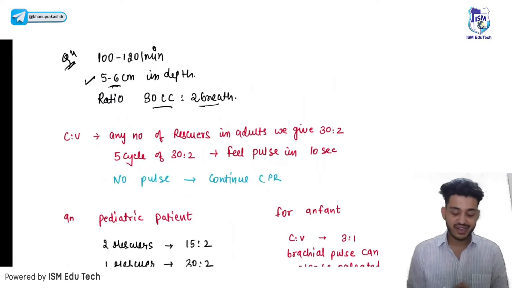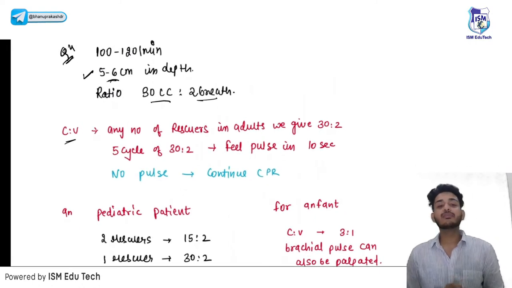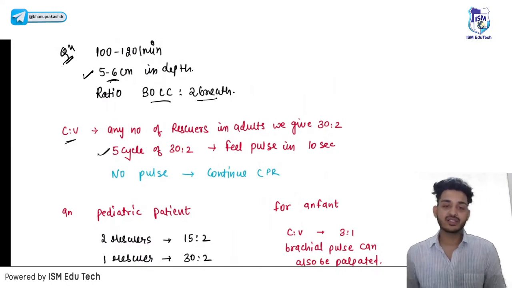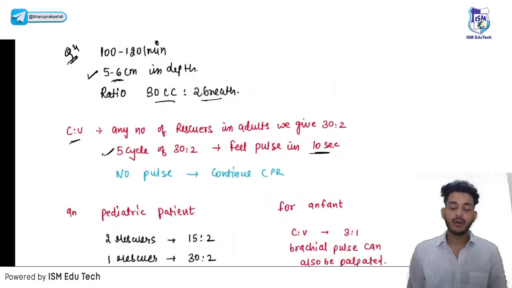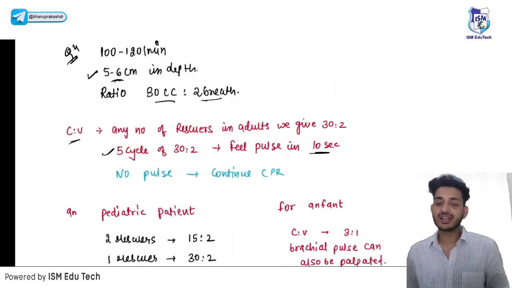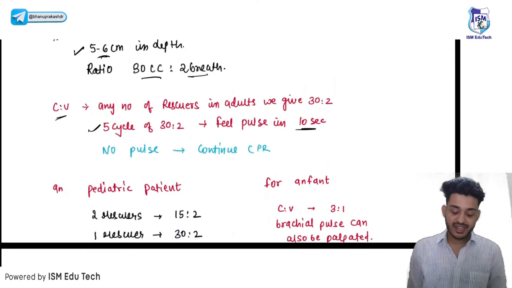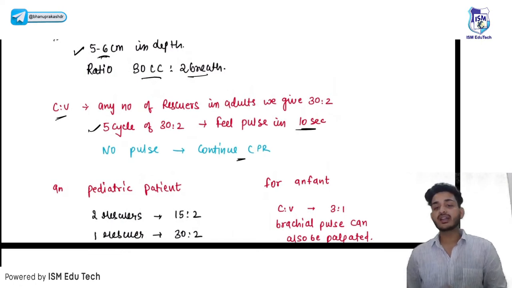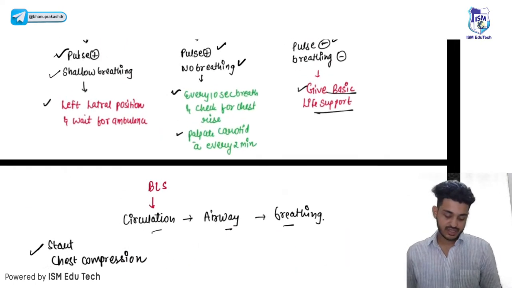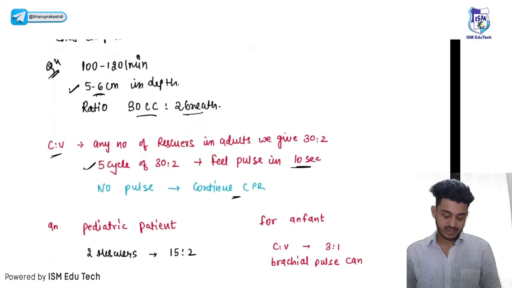Chest compression and ventilation. If there are any number of rescuers, 30 is to 2. In adults, what do you do? Change. 30 chest compression followed by 2 breath. Okay, and we give 5 cycles of that. Then we will feel the pulse. Then we will feel the pulse again in the next 10 seconds. If there is no pulse, then we can again continue the CPR. Okay, this is your cardiopulmonary resuscitation.